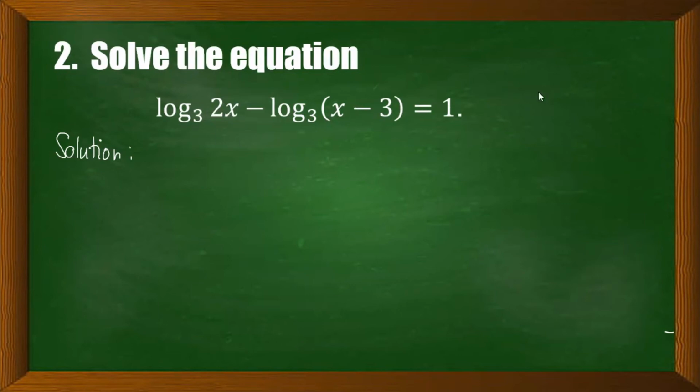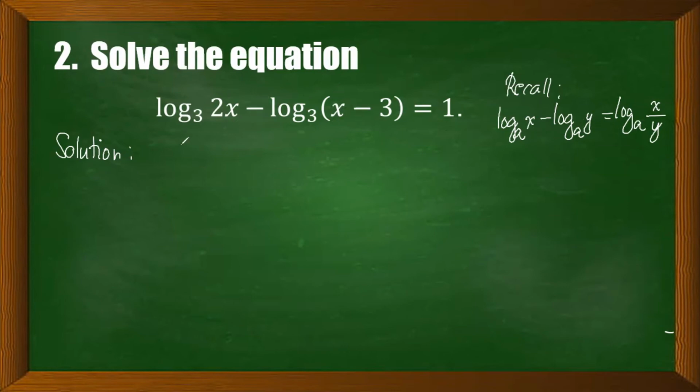Okay, now recall, notice that the left-hand side is of the form log of x to the base of a minus log of y to the base of a, which is equal to, by property of logarithm, log of x over y to the base of a. Okay, so this x here corresponds to 2x and y corresponds to the quantity x minus 3.